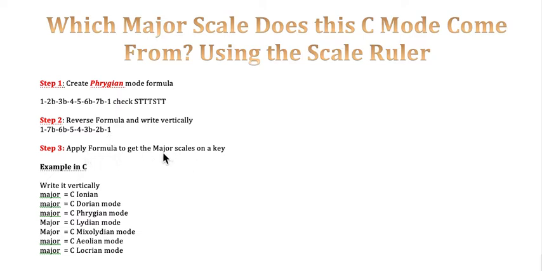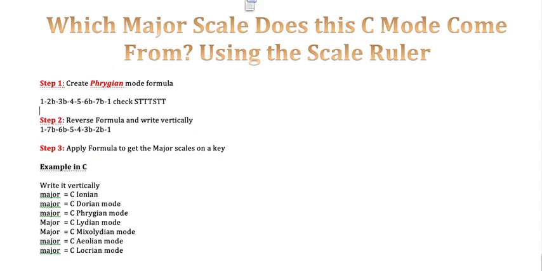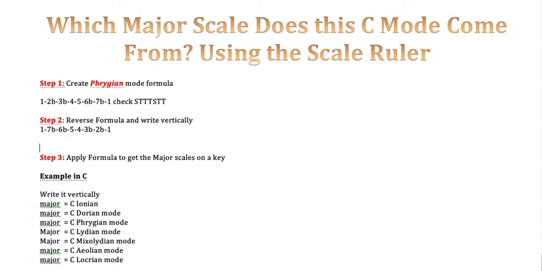Then apply it to get the major scales of a key. We are giving an example of the key of C. Let's actually apply it down here on the second step. So we now know this is the Phrygian formula, and we have reversed it here. So if we put the C, the 7th of C is B. Then we flat it.